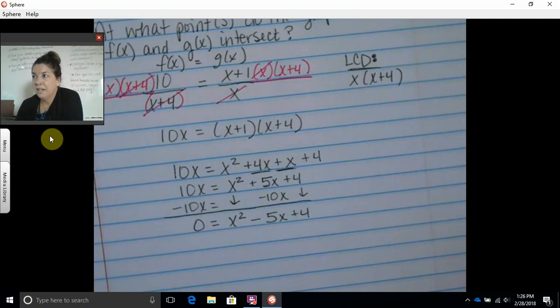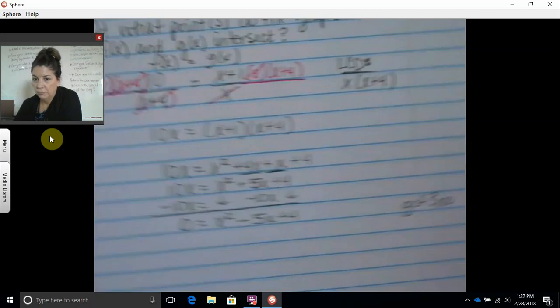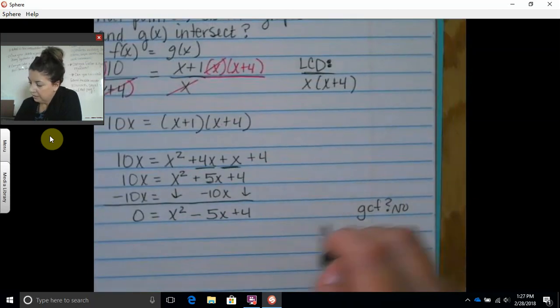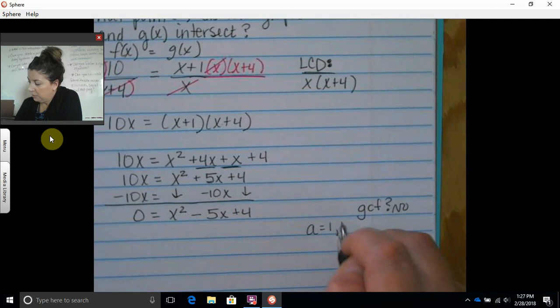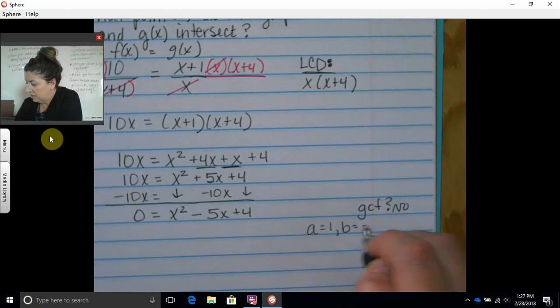Remember, if it's a quadratic, I can try to solve by factoring. And then once I factor, set each factor equal to 0. But does factoring always work? No. What does always work is quadratic formula or completing the square. So if factoring doesn't work, you're going to have to try something else. So hopefully I can factor this. So, does it have a greatest common factor? Nope. What is A? 1. What is B? And what is C?